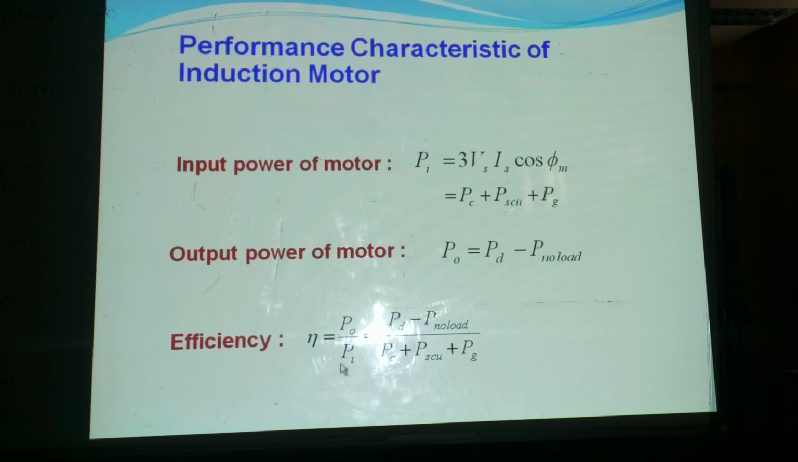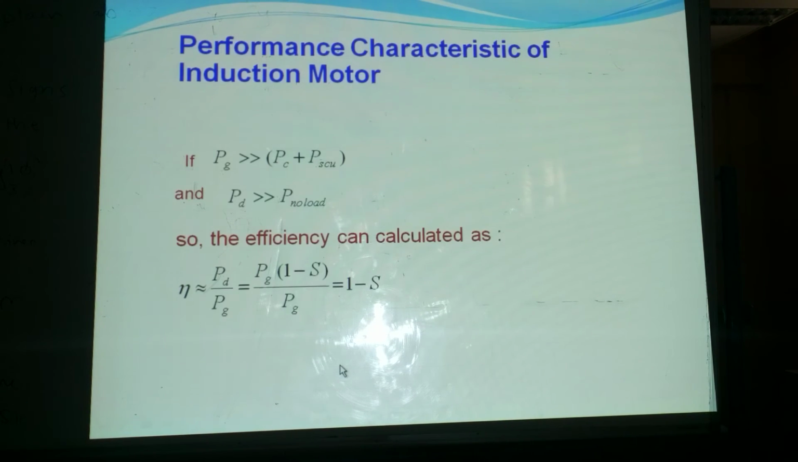Efficiency is output power by input power. If air gap power is very much greater than PC plus PSCU, and power developed is very much greater than P no load, efficiency is simply calculated with this formula: 1 minus S. If you know the slip, you can simply calculate the efficiency with 1 minus S.